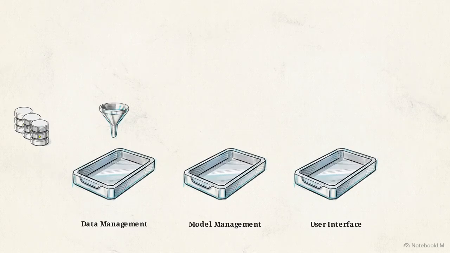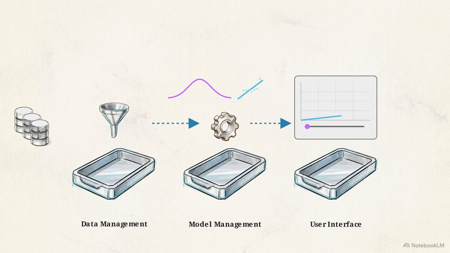The data management subsystem pulls metrics from the OLAP servers. That data moves into the model management subsystem, containing mathematical forecasting algorithms used to project outcomes. Finally, the user interface allows executives to run what-if simulations, changing input variables to alter long-term trajectories.